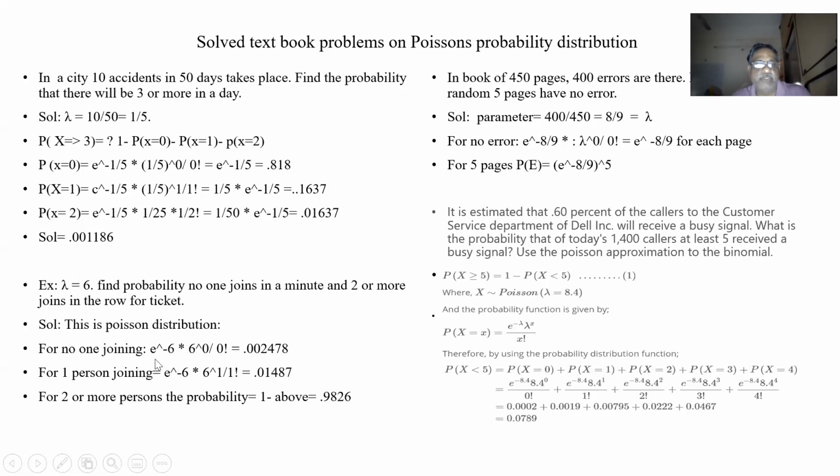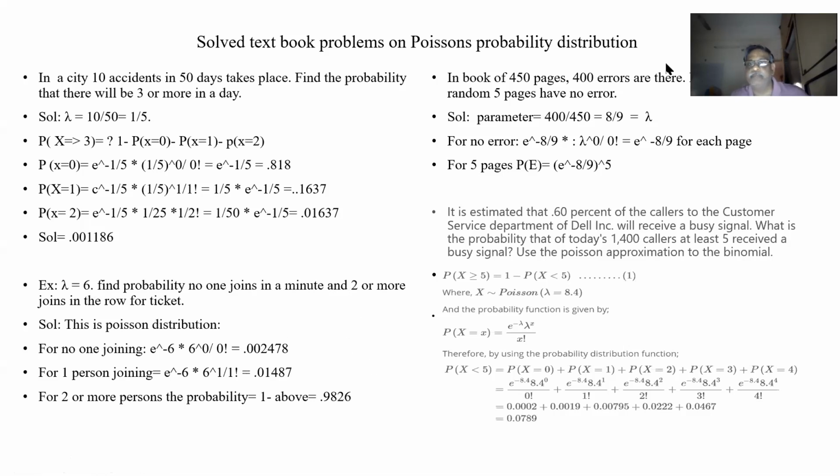So again the same thing. e to the power of minus lambda into lambda to the power of 0 by 0 factorial. So what is 1 person joining? e to the power of minus lambda, lambda to the power of 1 by 1 factorial. So for 2 or more, I have to add these two and subtract from 1. So 2 or more joining for the ticket is a likelihood of almost 1%. Because normally 6 are joining in a minute, so 2 or more is most likely possible.